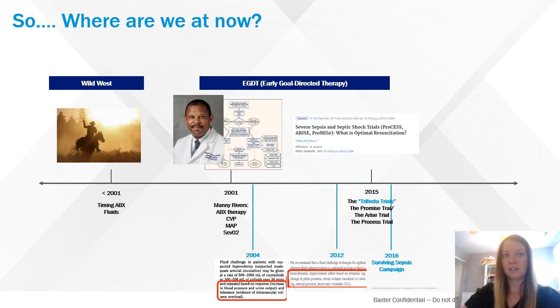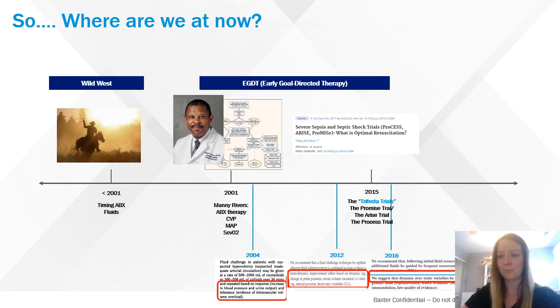And then 2016, the most recent version of Surviving Sepsis, they actually recommend dynamic over static variables to predict fluid responsiveness, to help guide fluid resuscitation. Again, dynamic measures and dynamic assessments such as passive leg raise over static variables such as CVP, blood pressure, and urinary output. So you guys, we're getting there.